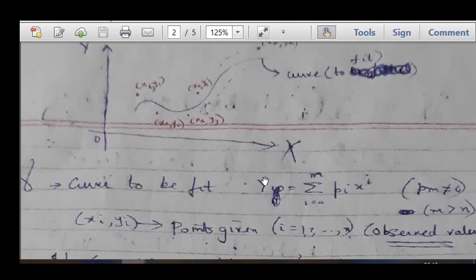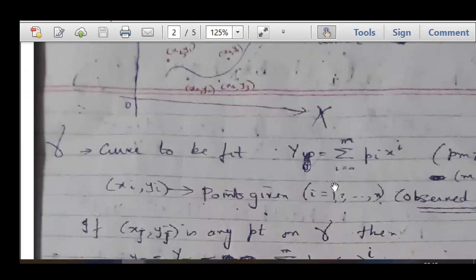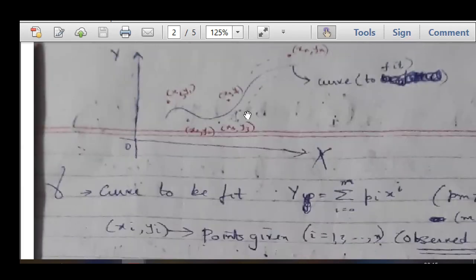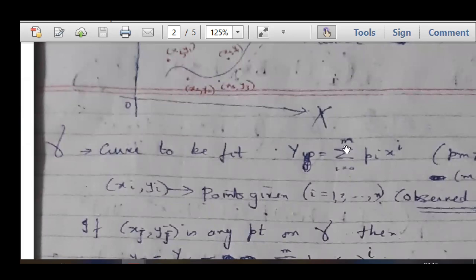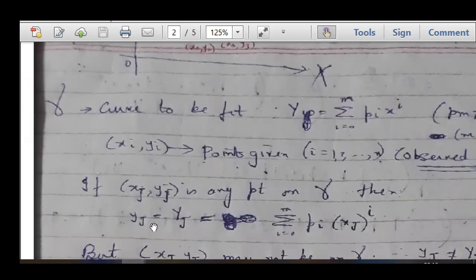The curve I'm taking is of the form given there, y equal to summation over pi xi, that means the polynomial curve, where pm is obviously non-zero because we are saying a curve of degree m. And these are the points, the observed values given to us. Now if any of these points xj yj was on this curve, then that point would satisfy this curve. That means we can say capital Yj equals summation over pi xj to the power i. If xj yj is lying on this curve, then we can say this.